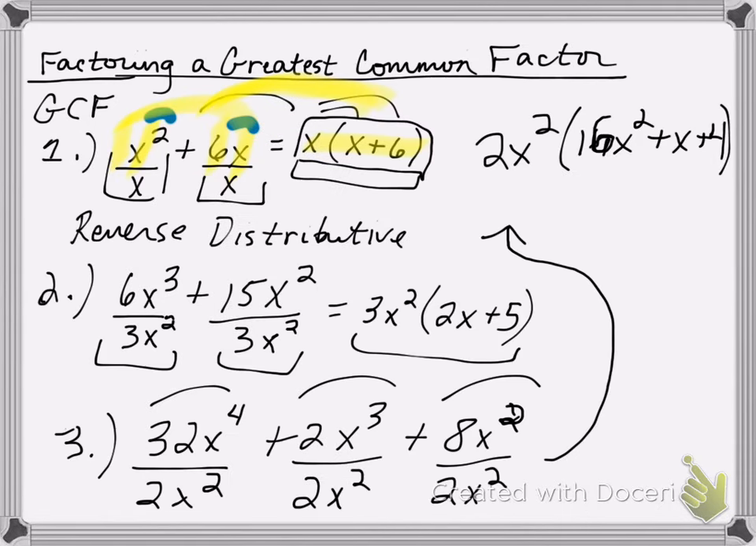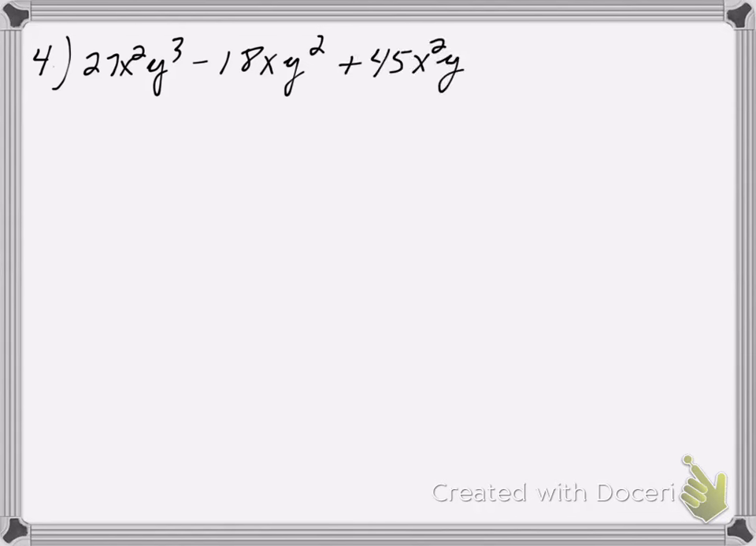So let's look at maybe a couple more. Number 4. You have 27x squared y cubed minus 18xy squared plus 45x squared y. Look at your coefficients, 27, 18, 45. What is the GCF for those three? It would be 9.